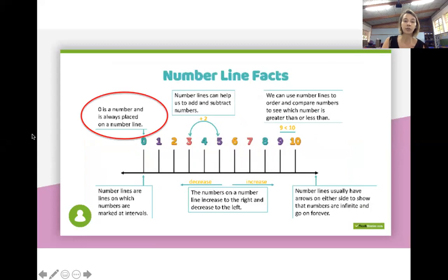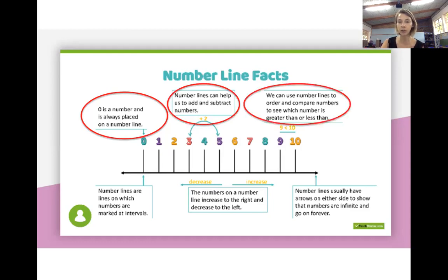Right, so the first thing is 0 is a number and it is always placed on a number line. We always use it to start our number line. Remember that 0 is a number. It is a placeholder, which means that even though it means nothing, you still need something to show nothing. So you write a 0. Number lines can help us to add and subtract. We will look at that a little bit later.